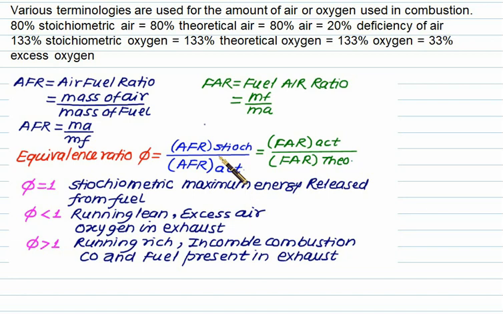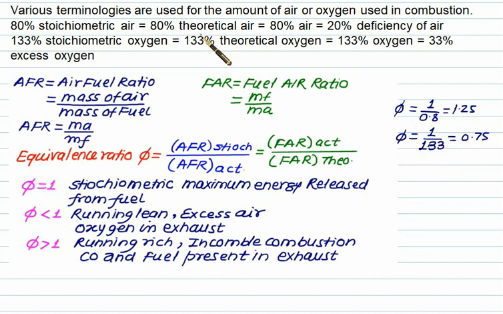For example, if the actual air is 80%, then the phi value will be equal to 1 divided by 0.8, that is 1.25. And if we are using the actual value equal to 133%, then the phi value will be 1 divided by 1.33, that is 0.75.